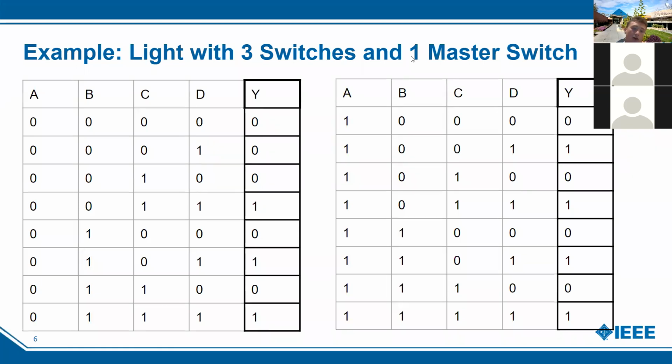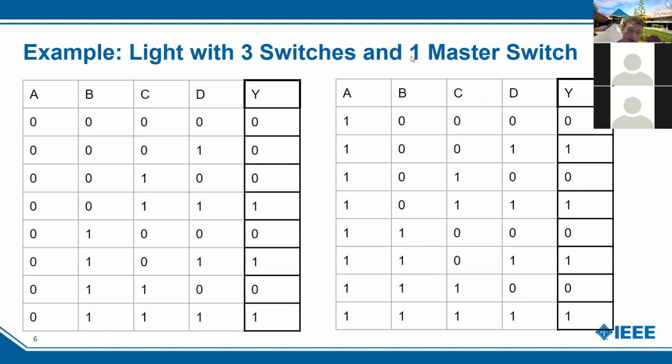And then if any of the three switches is on and the master switch is on, then the output is on. So basically the master switch needs to be on. It's kind of like a breaker in a house. You can think of it as if the breaker is turned off, then none of the light bulbs attached to that circuit work.